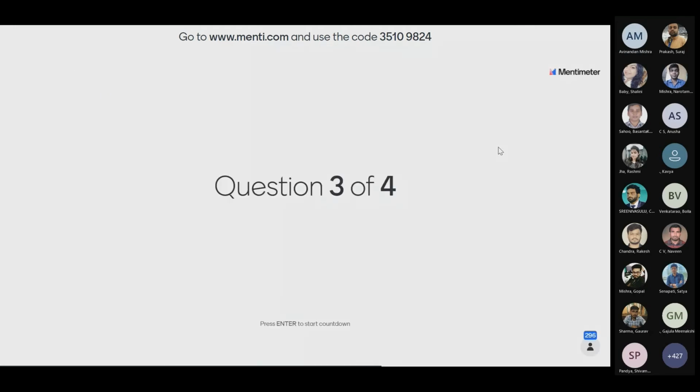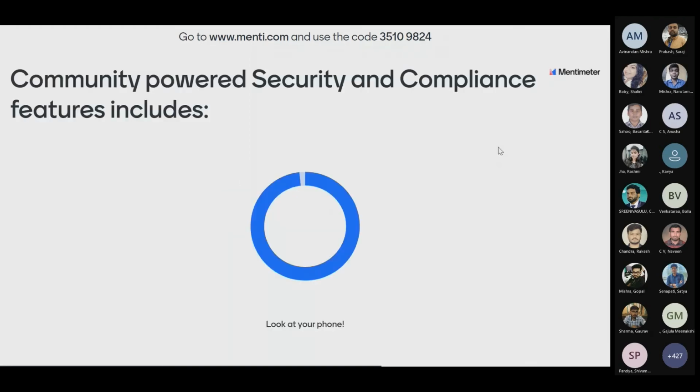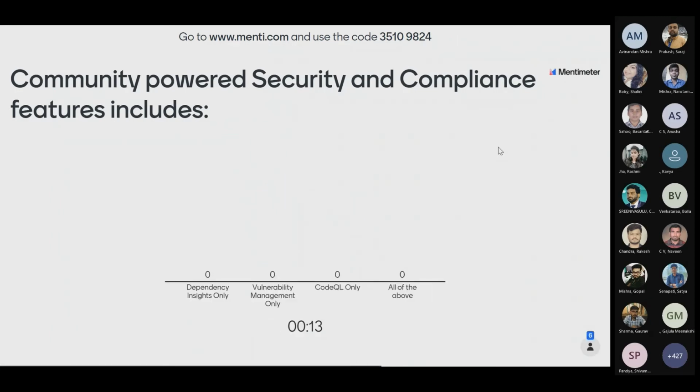Question 3 of 4. Be quick in answering. Community powered security and compliance features include dependency insights only, vulnerability management only, CodeQL only, or all of the above. 7 seconds to go. Be quick. And the quiz ends. Most of them answered the right one, all of the above.